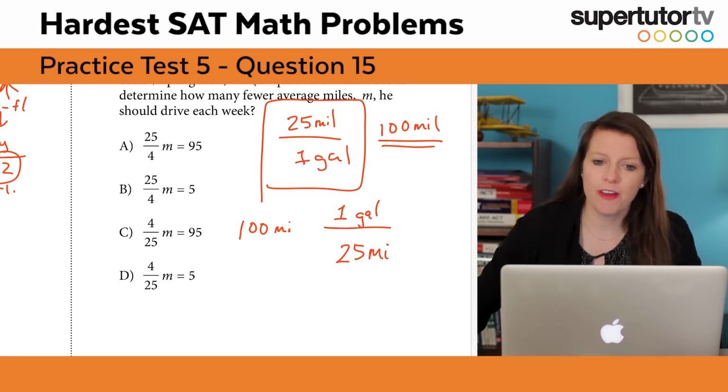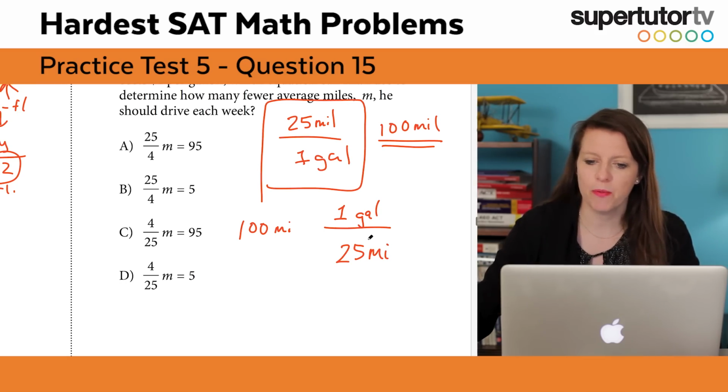So we have 25 miles, and I know it says 25 miles per gallon, but we can flip that upside down, and then look what happens. I can get my miles to cancel. So this is the goal: you want to set it up so these things cancel. This is a thing called dimensional analysis.